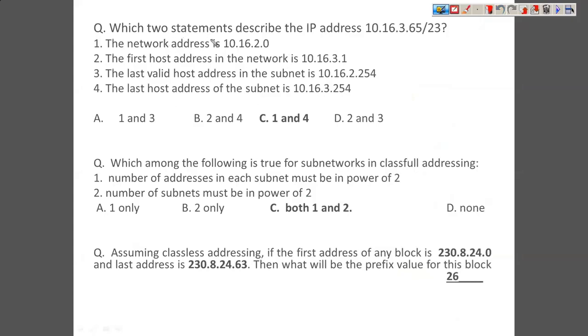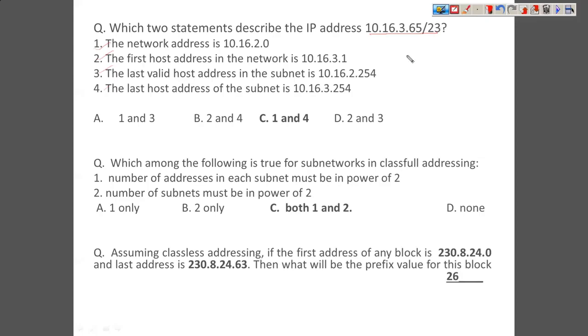Now, which of the 2 statements describe the IP address? If we look at this address and the options, we need to know the entire information: what is the first address, what is the last address, what is the range of addresses. If we know this information, then only can we look at the options given to us and make a decision. So let us find out the first and last address. We need to find the information of this block.